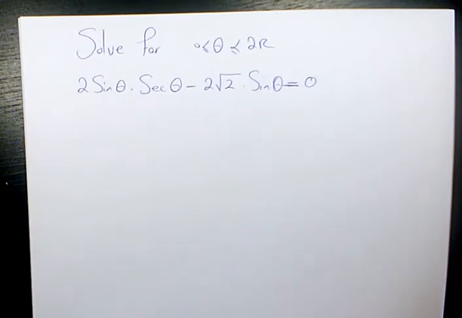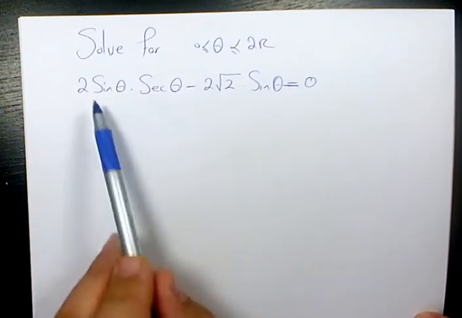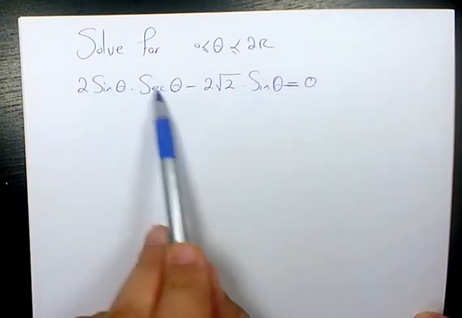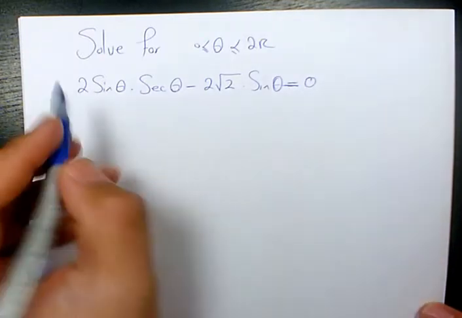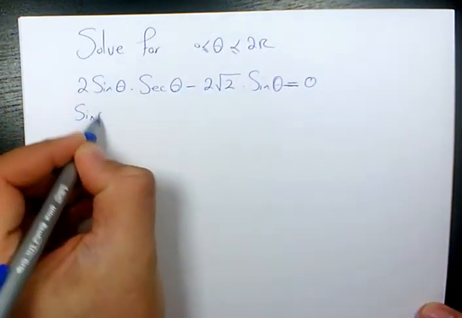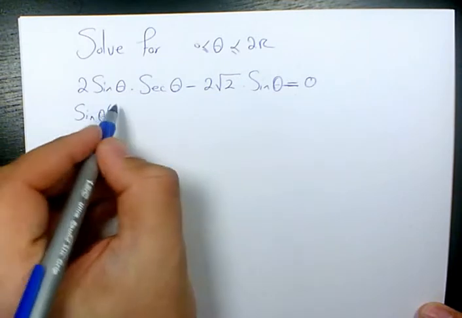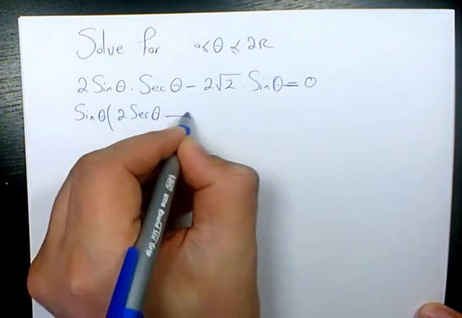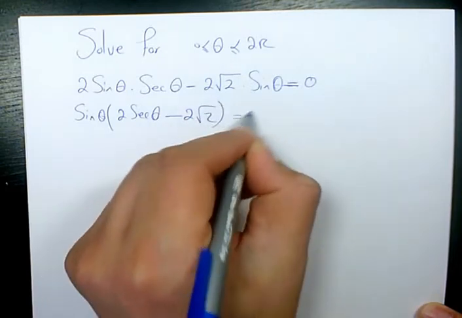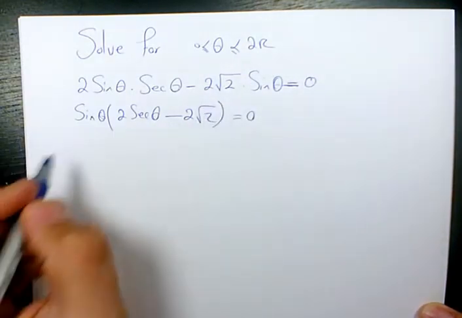So in this video I want to solve this trigonometric equation, which is 2 times sine theta times secant theta minus 2 root 2 sine theta equals 0. I need to factor sine theta here. It's going to be 2 secant theta minus 2 root 2 equals 0. So I have it in factored form.